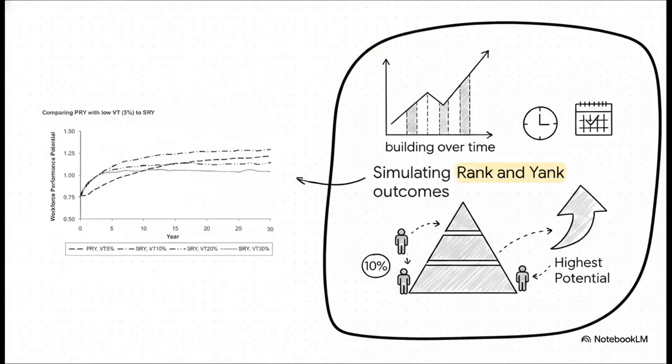You might be wondering, how does a system like this affect a company over time? Well, researchers Mulligan and Bullshaffer actually ran computer simulations to see what happens to a company's workforce performance potential when they use these forced distribution models. And their data suggests something fascinating. Over a long timeline, maintaining a strict 10% turnover rate, meaning continually replacing that bottom tier, actually yields the highest performance potential for the organization as a whole when compared to other turnover thresholds.